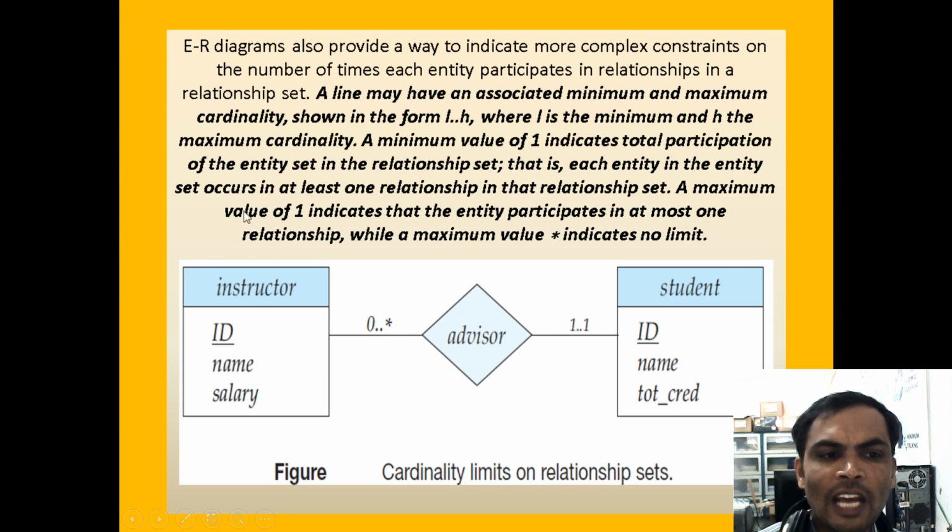Now coming to the maximum value: a maximum value of 1 indicates that the entity participates at most once in the relationship. A maximum value of star indicates that no limit will be there. Between the relationship, if you give a star, there is no limit between the entities. We can call it many, or up to any, relationship.